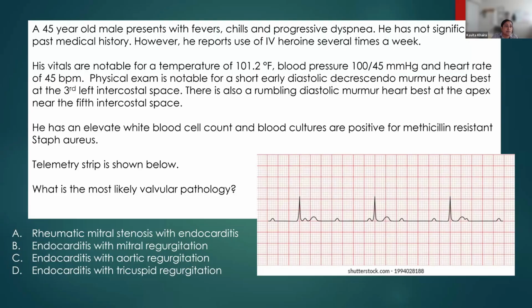He has an elevated white blood cell count, and blood cultures are positive for MRSA. And his telestrip is shown below. What's the most likely valve pathology? Is it A, rheumatic mitral stenosis with endocarditis? Is it B, endocarditis with mitral regurgitation? Is it C, endocarditis with aortic regurgitation? Or is it D, endocarditis with tricuspid regurgitation?